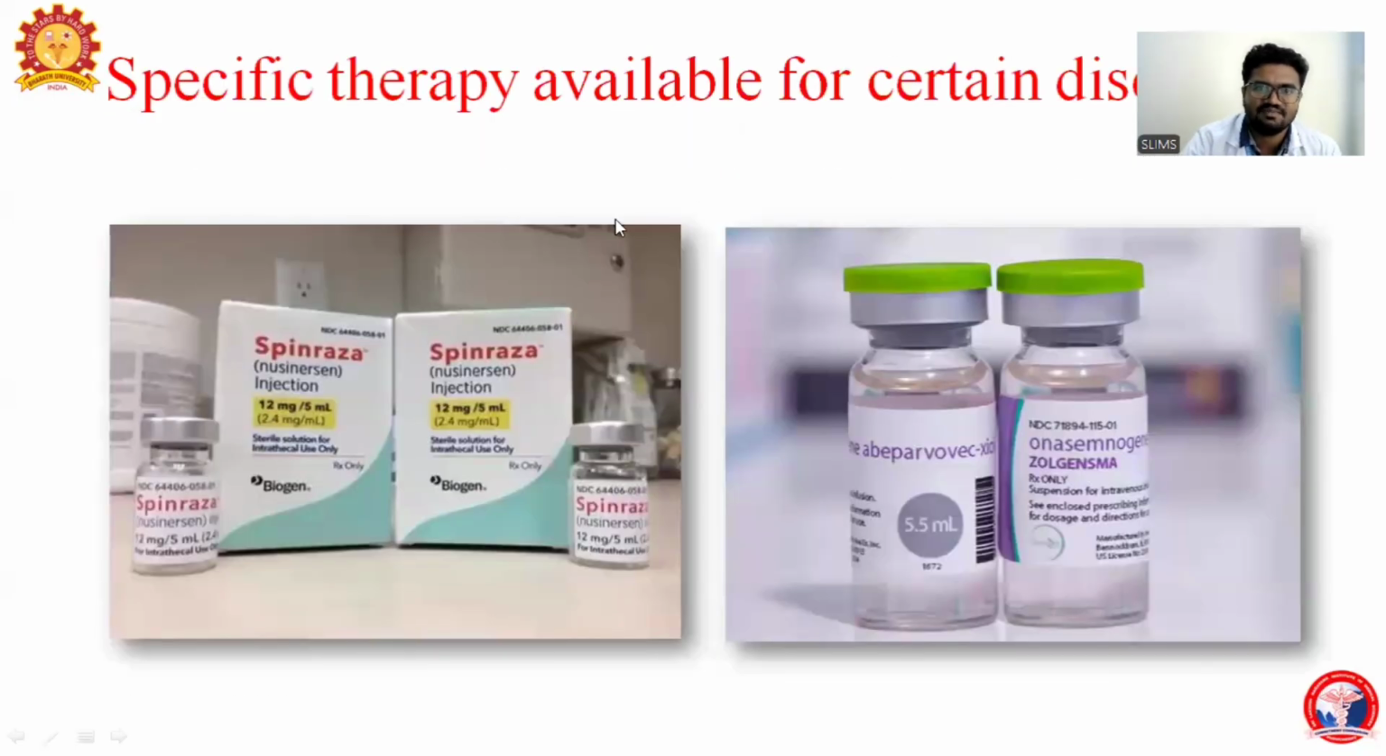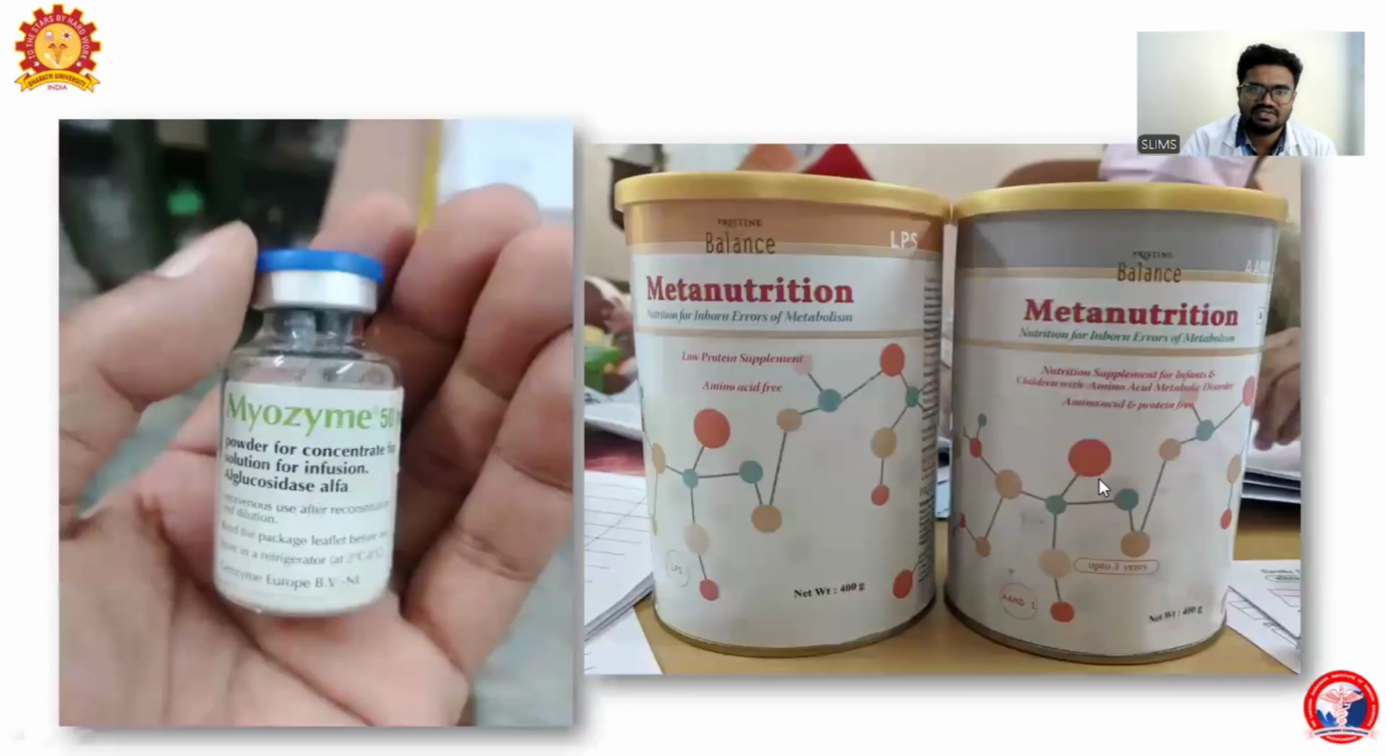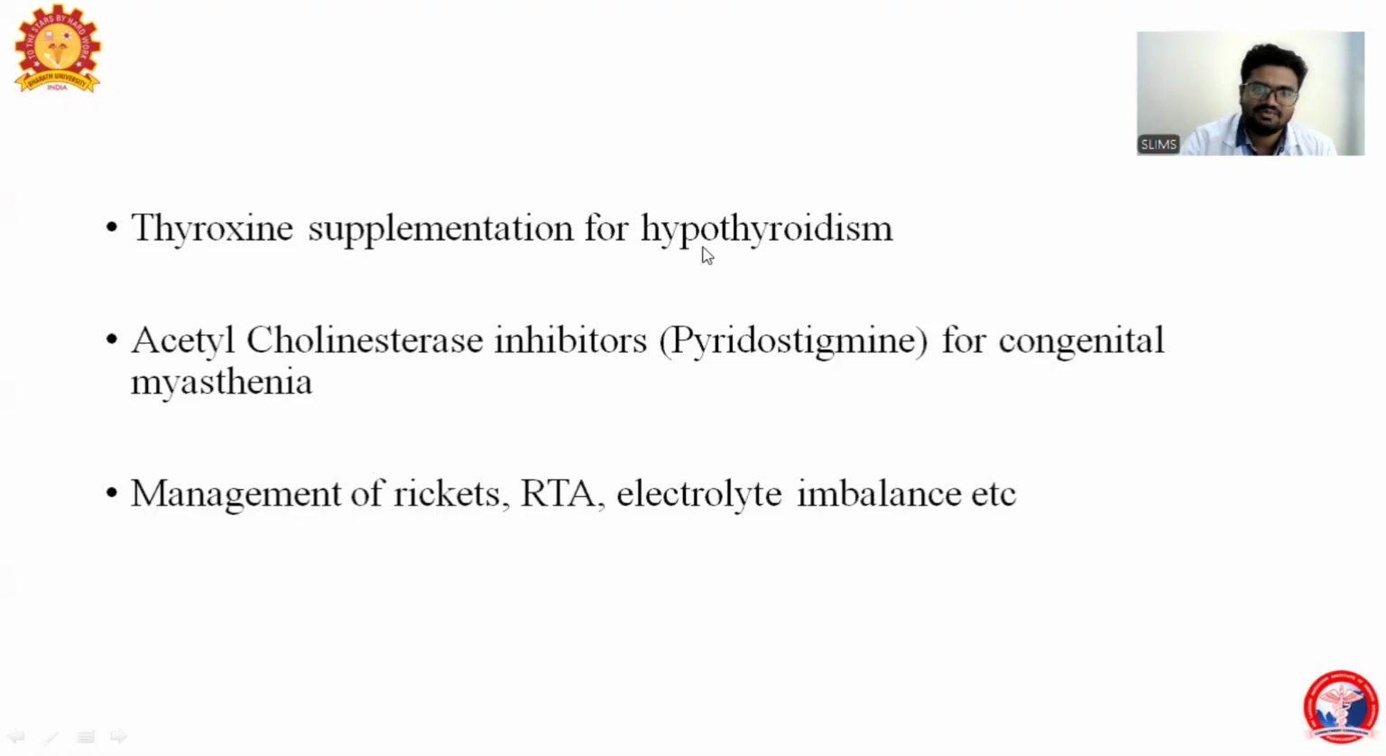These are the specific therapies available, like Spinraza, nusinersen, approved for SMA, and onasemnogene, which is a gene therapy approved for spinal muscular atrophy. There is an enzyme replacement approved for Pompe disease. For hypothyroidism, thyroxine supplementation has to be done. Acetylcholinesterase inhibitors for myasthenia gravis, and rickets and electrolyte disturbances have to be managed.